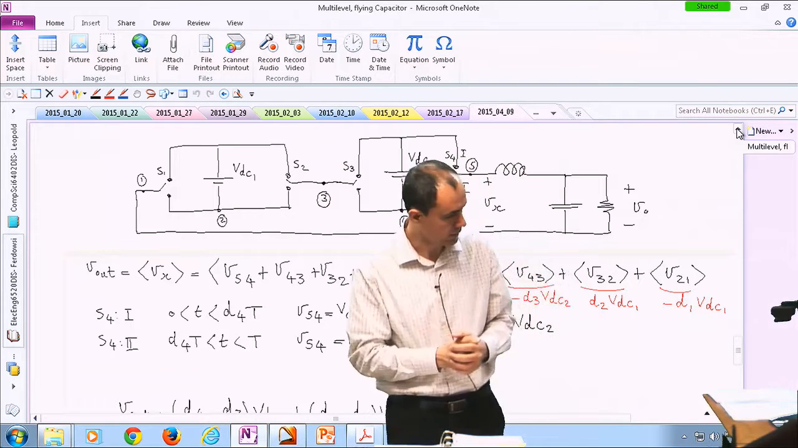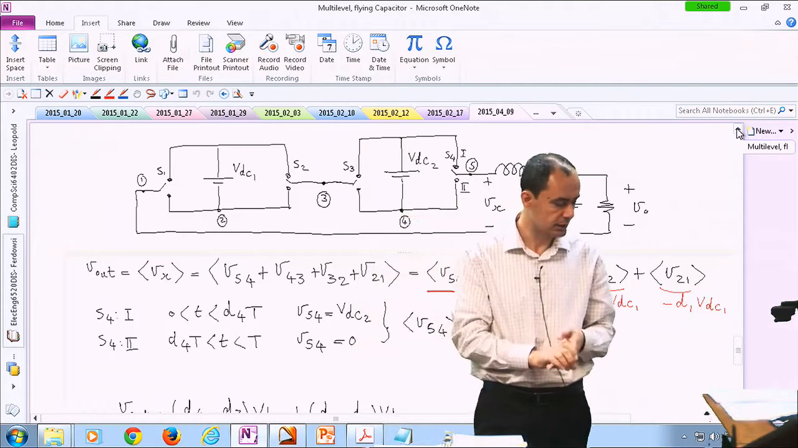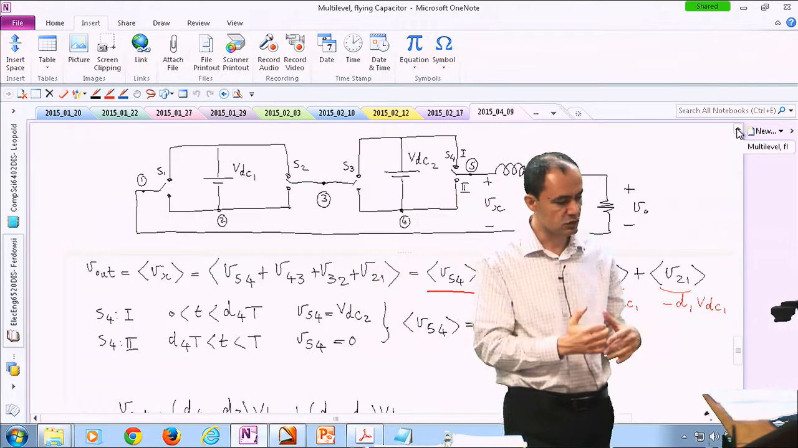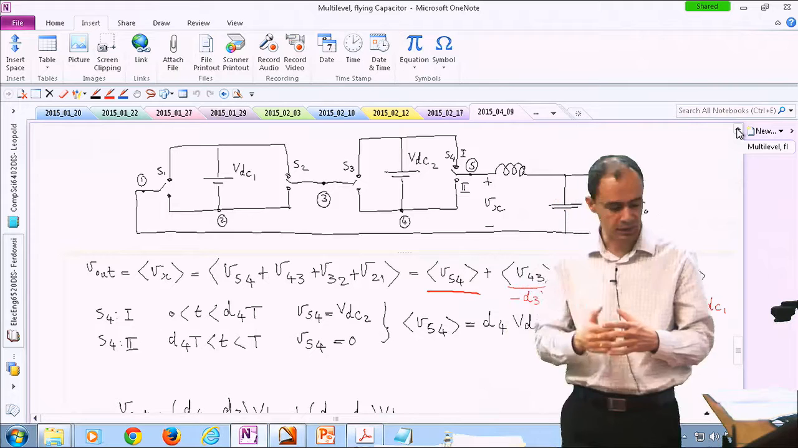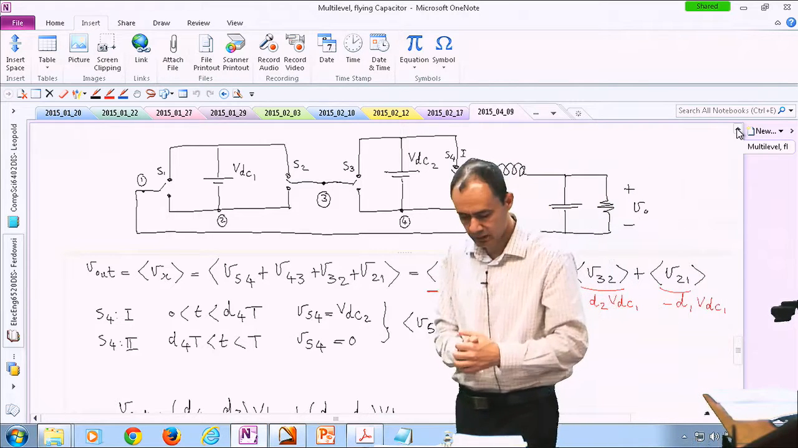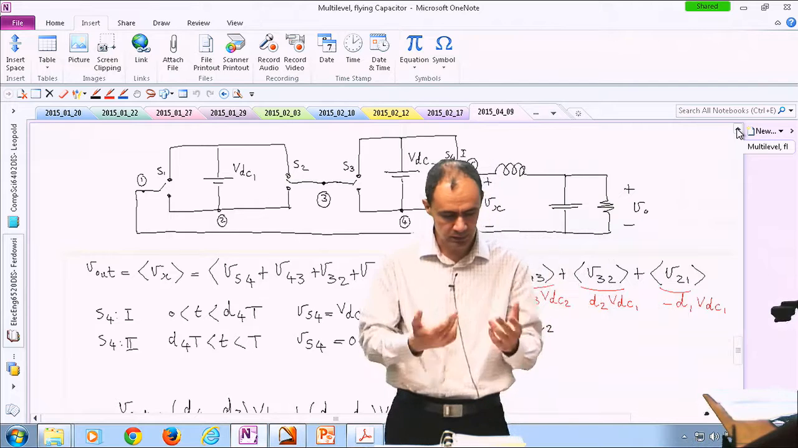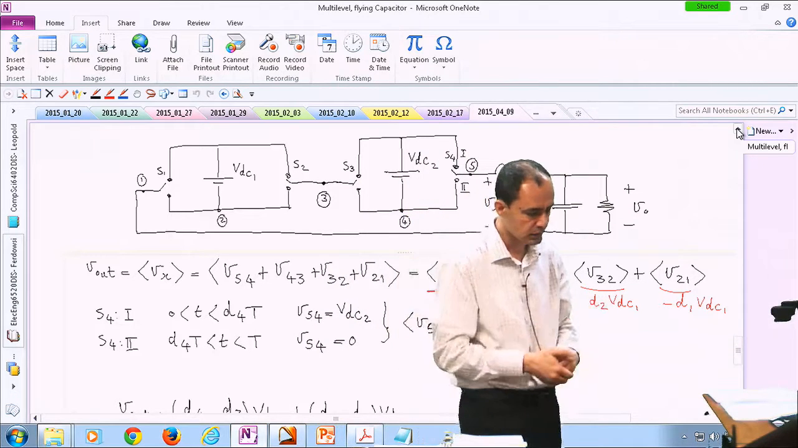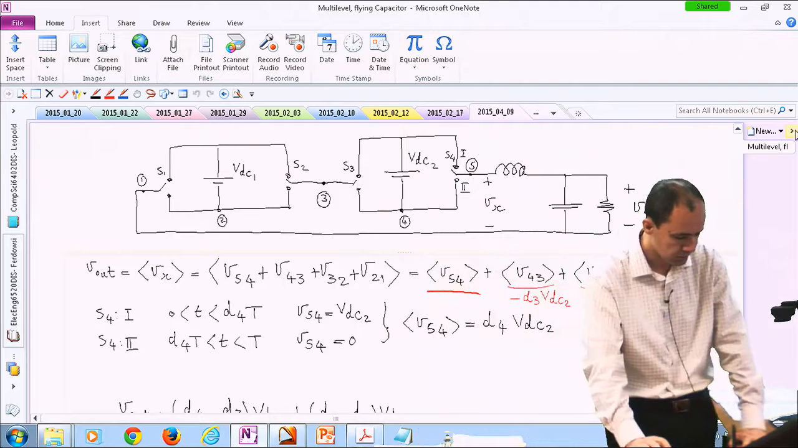One application could be, again, not necessarily the best way of doing things: you have a solar panel and another solar panel, or an energy storage system like a battery and a solar panel, or a fuel cell and a solar panel, and somehow you want to combine them together using only one converter. This could be an option.